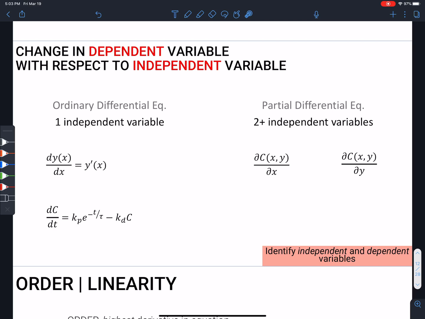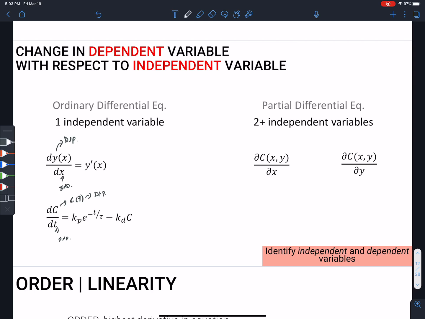So here, y in this case is the dependent variable, and x is the independent variable. Right here we have c as the dependent variable. It's really c of t, and c is the dependent variable and t is the independent variable.